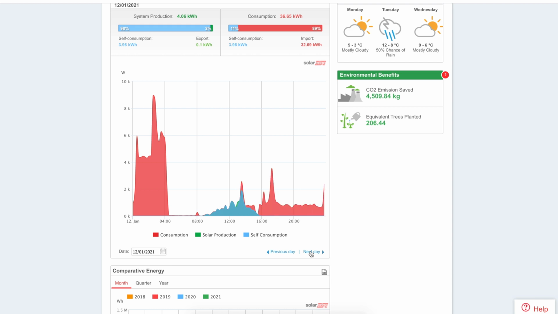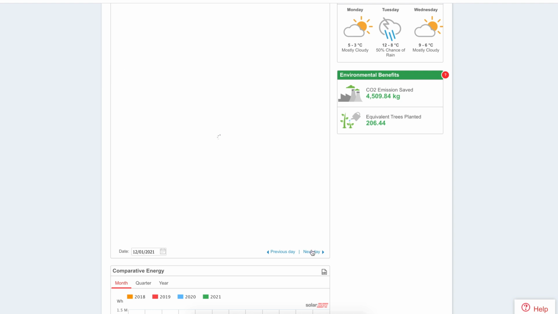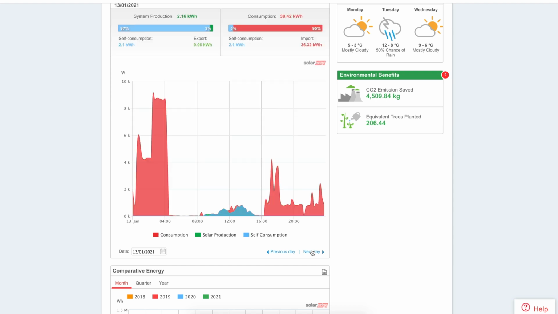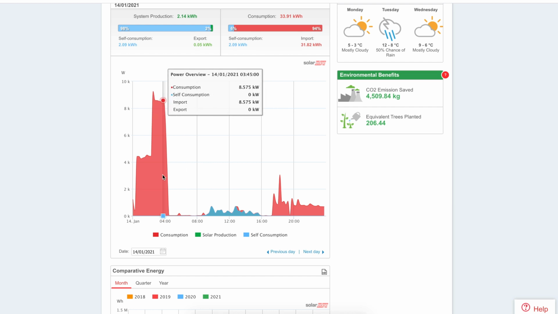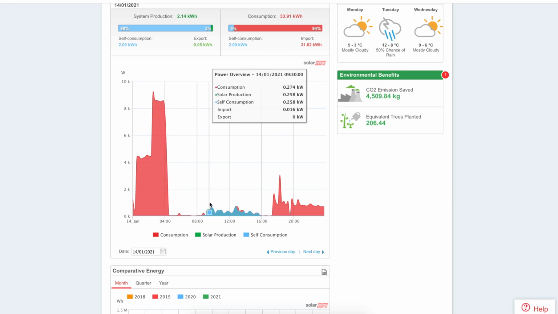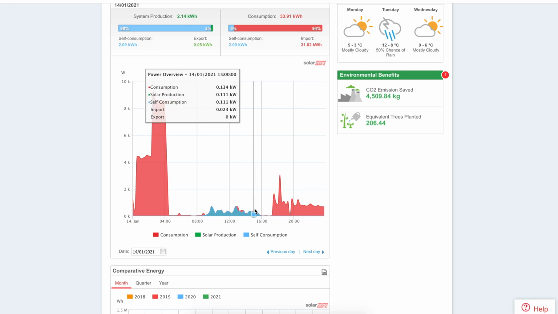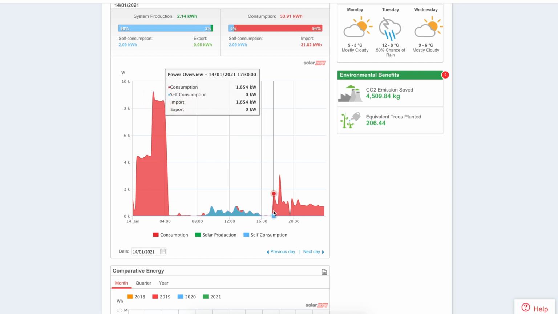On the 12th, usual grid pull in the morning, 4.06 kilowatt hours of energy generation. So again, just after lunch, we're pulling from the grid again. It's like a common theme, isn't it, through January. Usual morning pull. Poor performance, only 2.16 kilowatt hours of solar. So again, just after 4 o'clock, we're starting to pull from the grid. Onto the 14th. Again, usual morning pull. Only 2.14 kilowatt hours of generation during the day there. And again, at 5:30, we start pulling from the grid.